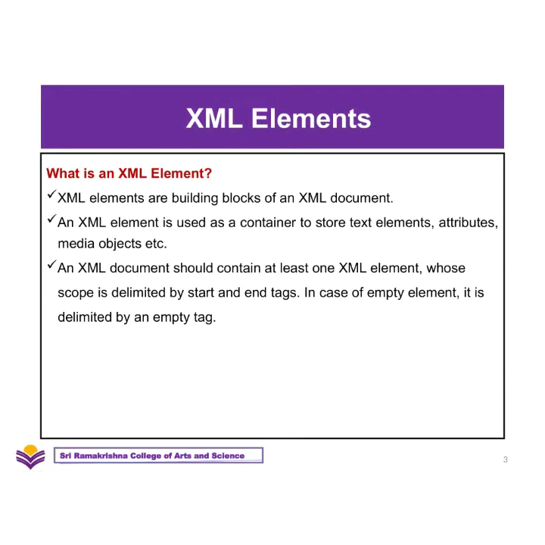What is an XML element? These are building blocks of an XML document, which are used as a container to store text elements, attributes, media objects, etc. An XML document should contain at least one XML element whose scope is delimited by start and end tags. In the case of empty element, it is delimited by an empty tag.